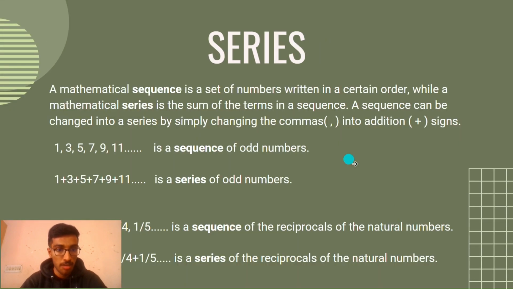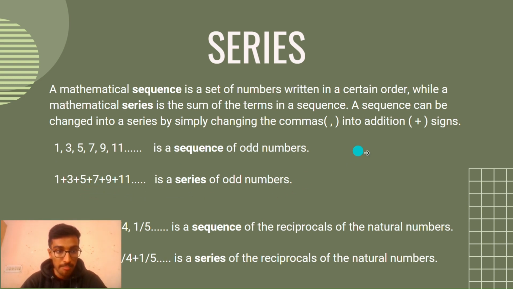So before we understand what a series is, let's understand what is a sequence. A mathematical sequence is a set of numbers written in a certain order, while a mathematical series is a sum of the terms in a sequence. So here we have 1, 3, 5, 7, 9, 11 is a sequence of odd numbers, whereas 1 plus 3 plus 5 plus and so on is a series of odd numbers.